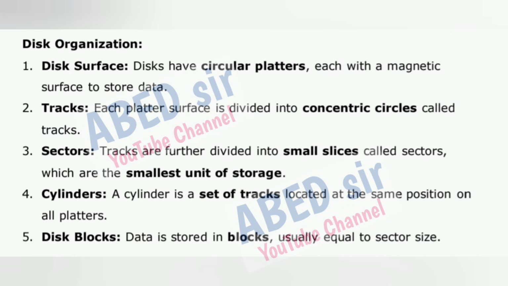Disks have circular platters, each with a magnetic surface to store data. 2. Tracks. Each platter surface is divided into concentric circles called tracks. 3. Sectors. Tracks are further divided into small slices called sectors, which are the smallest unit of storage. 4. Cylinders. A cylinder is a set of tracks located at the same position on all platters. 5. Disk blocks. Data is stored in blocks, usually equal to sector size.